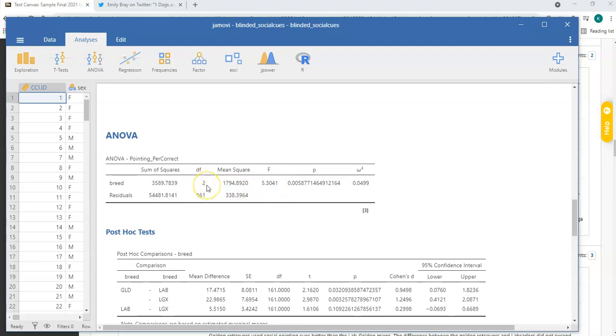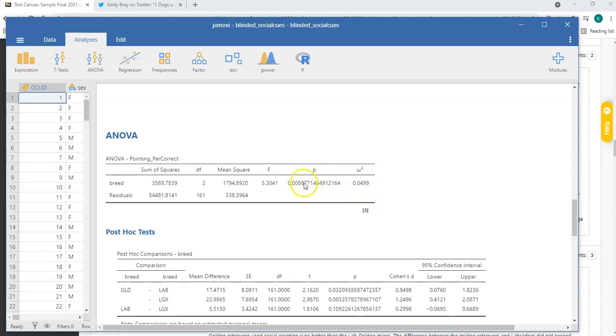You remember there's 2 numbers that go in the degrees of freedom. The smaller number always goes first. So it's 2 and 161. Then you have the F value, and then you have your p, 0.005. So that's, again, a very small p-value, very compelling. And then you have an omega squared of about 5%. And again, use those guidelines to interpret that as large, medium, or small.